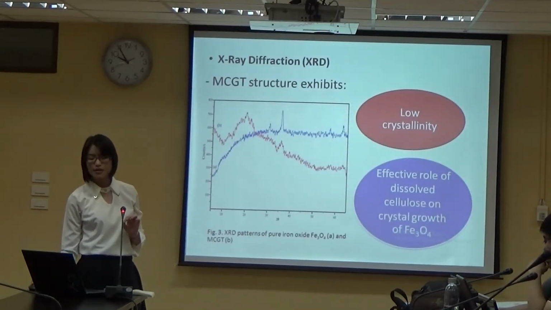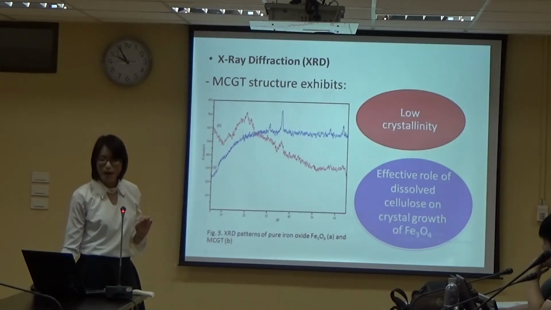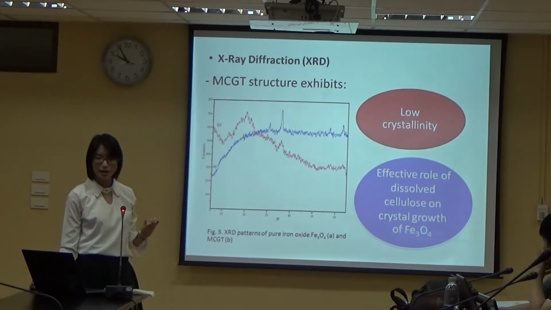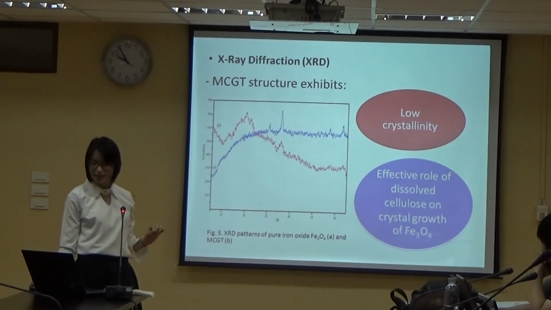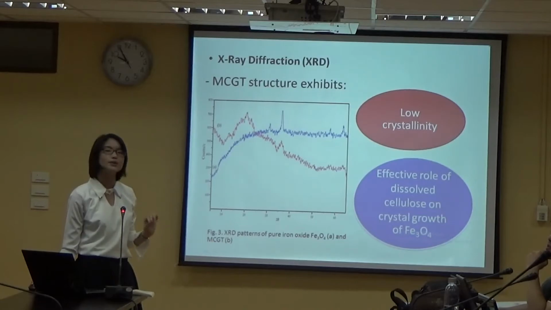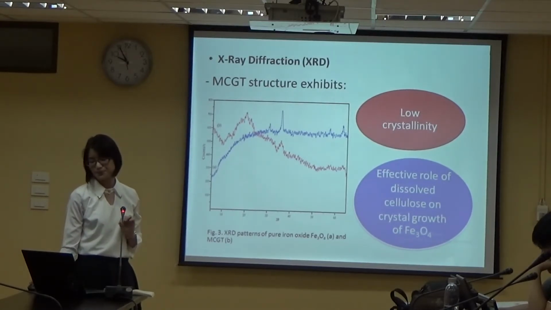And for the X-ray diffraction, or XRD, when we look at the XRD pattern here, we can see that the MCTT structure exhibits low crystallinity and shows the effective role of dissolved cellulose on the crystal growth of magnetic iron oxide.